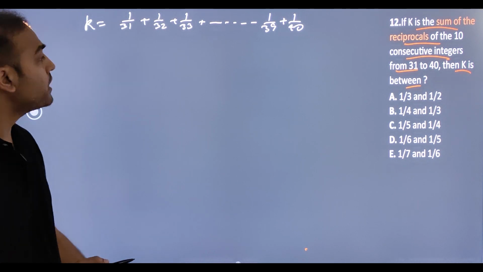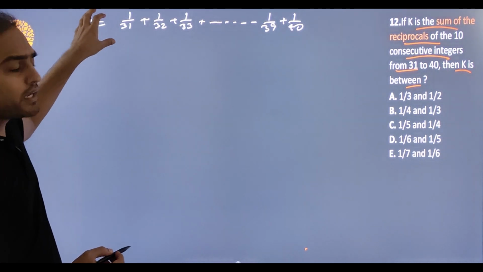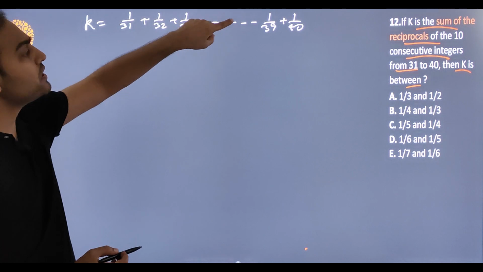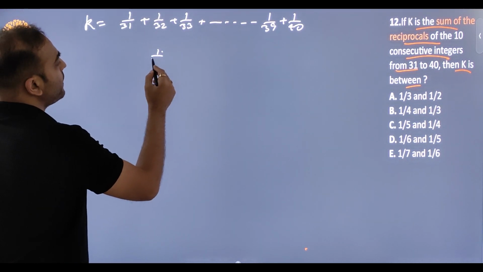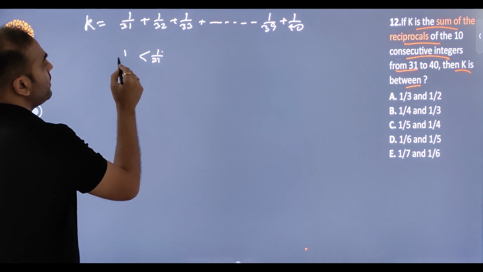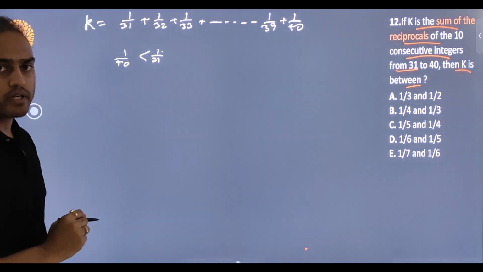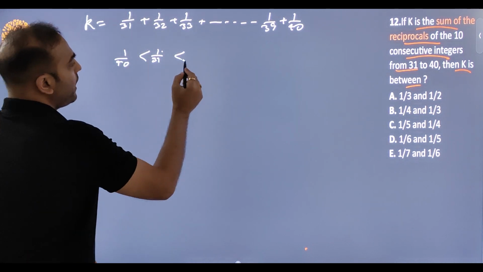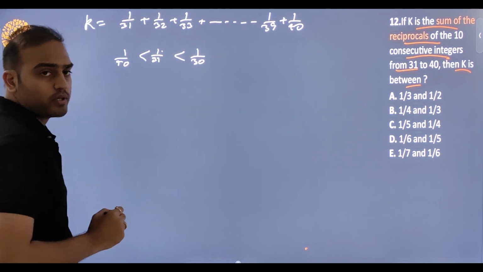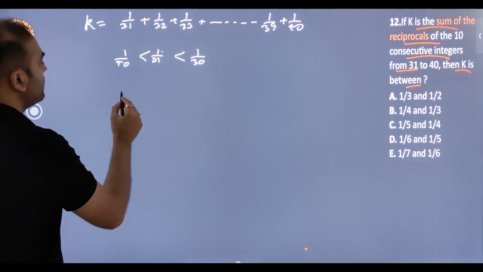Okay, what does that mean? That instead of finding k, let me find the range of each of these values. So if I look at 1 by 31, it's definitely more than 1 by 40. Smaller denominator, greater number, and at the same time it is less than 1 by 30, right?